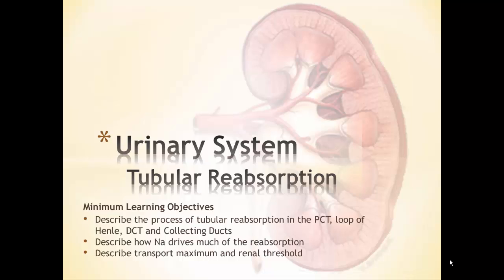Now we're ready for tubular reabsorption. This is the second of the processes to formation of urine. It's going to take place all the way along the renal tubules, all along the nephron, driven mostly by sodium. And then we'll look at also the different things that are being absorbed in different regions of the nephron, and then finally talk about what's called transport maximum.